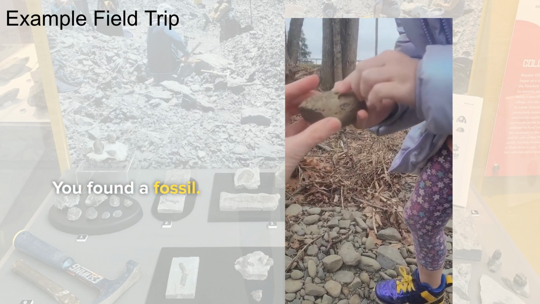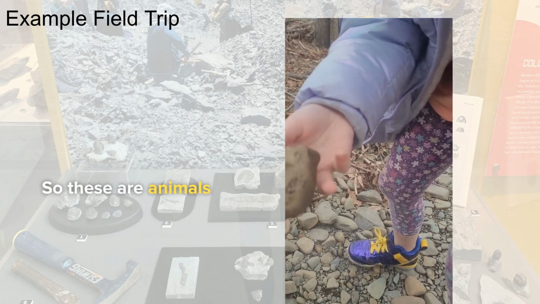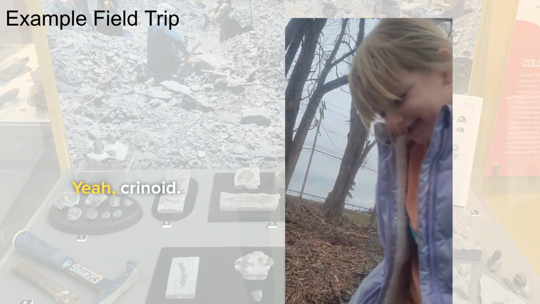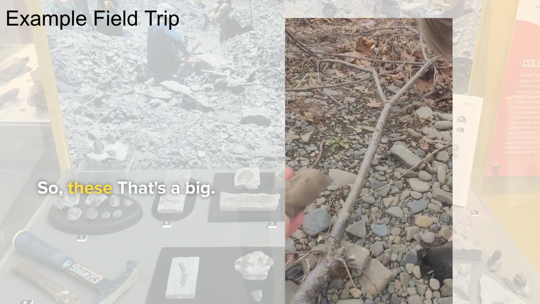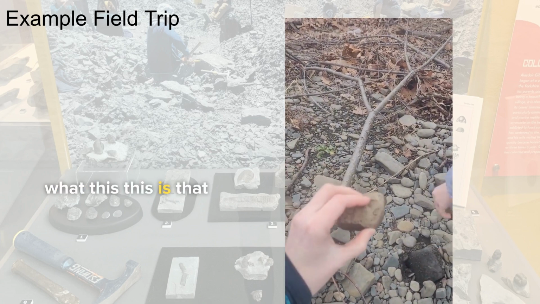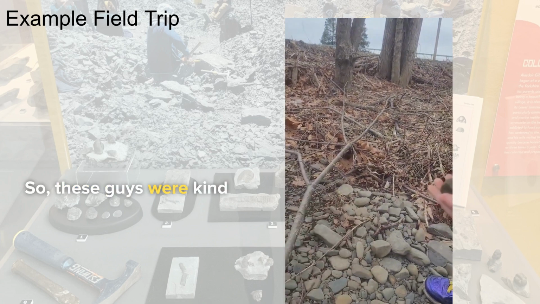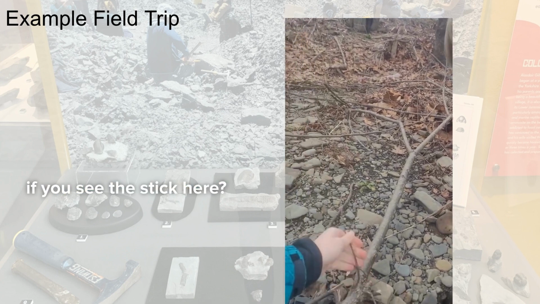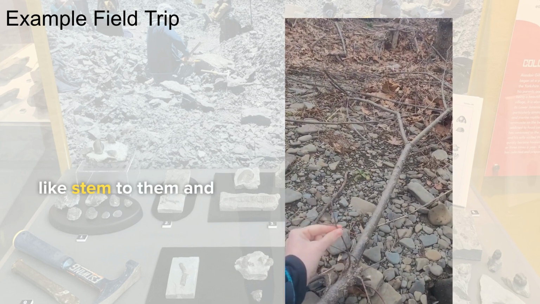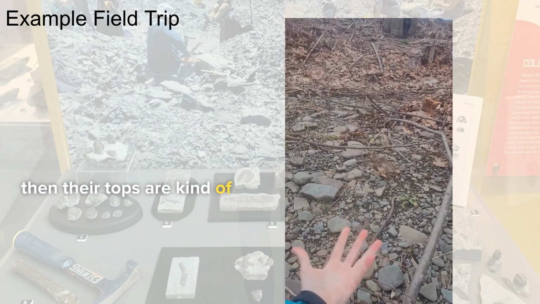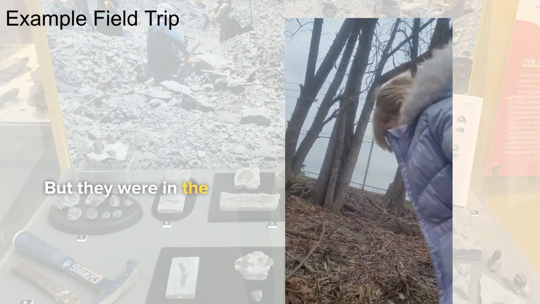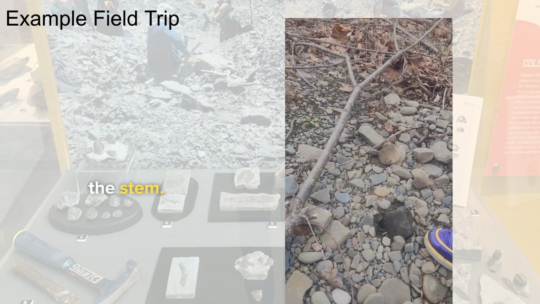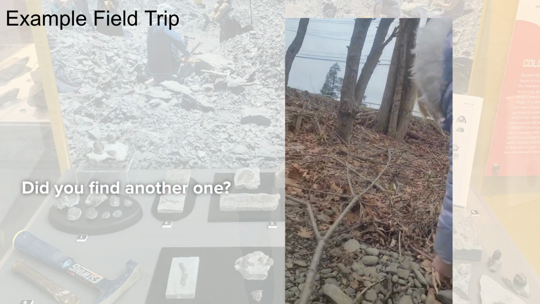You found a fossil. Yeah, so these are animals called crinoids. Can you say crinoid? Crinoid, yeah. Do you want to know what this is that you're looking at, that circle? So these guys kind of looked like a plant. If you see the stick here, they kind of have this stem to them, and then their tops are kind of feathery. But they were in the ocean. They're also called the sea lily. So this is looking down at the stem. Did you find another one?